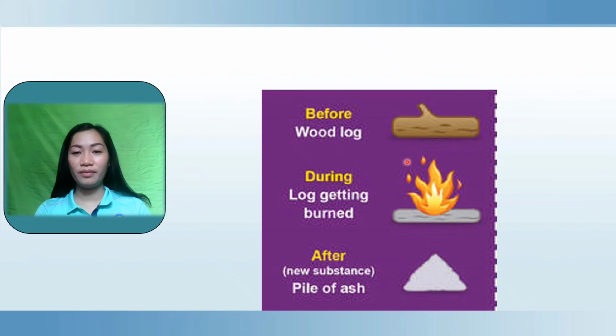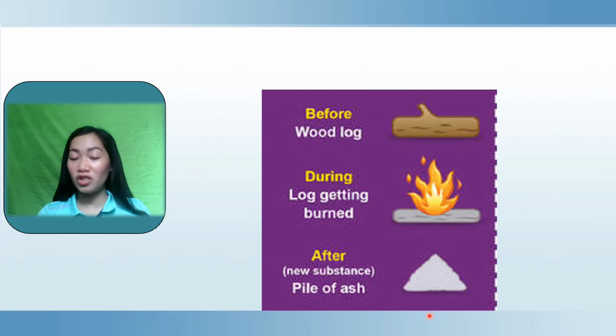Wood log. We have a wood log. And then you have to burn it. Okay, you use fire. And after that, it forms a pile of ash. It has a new substance. You use fire to burn the log and it forms a new substance. Is it a physical change or is it a chemical change? What do you think?